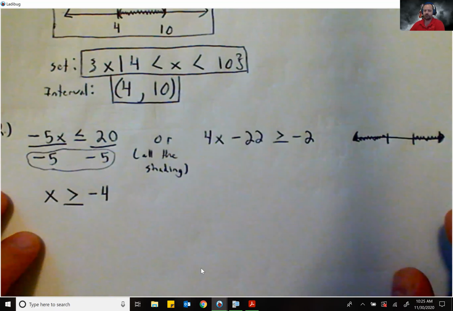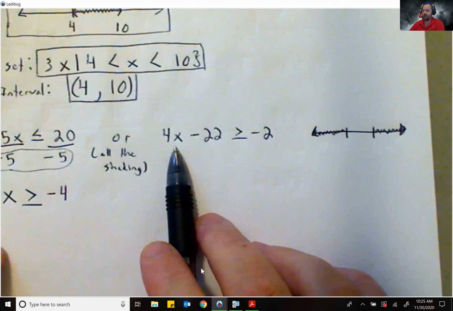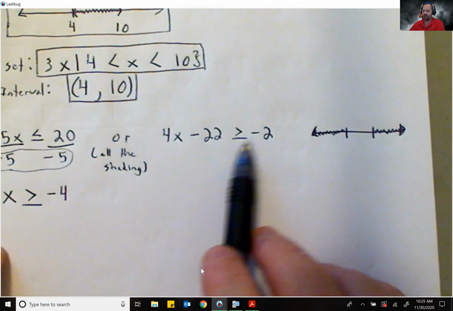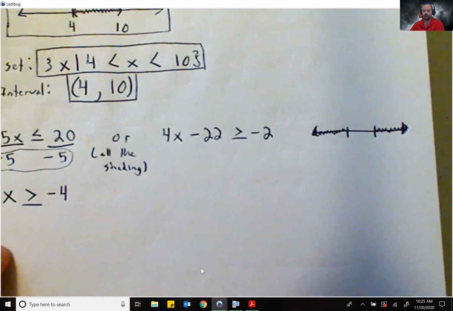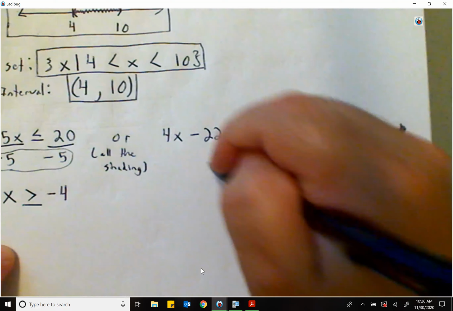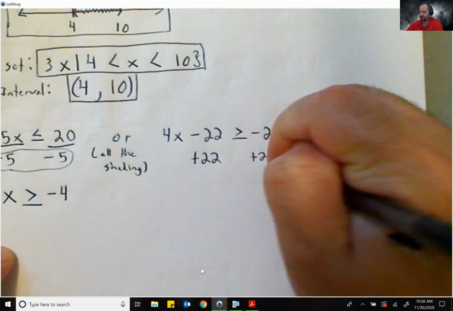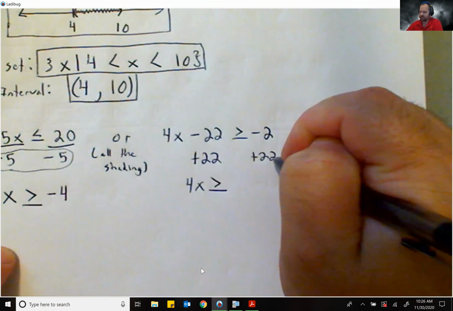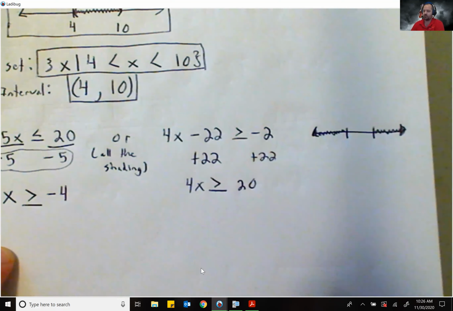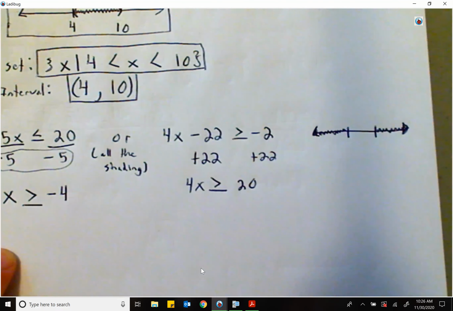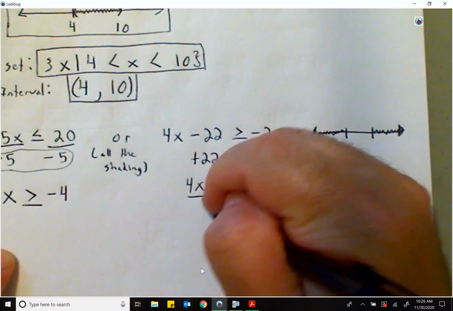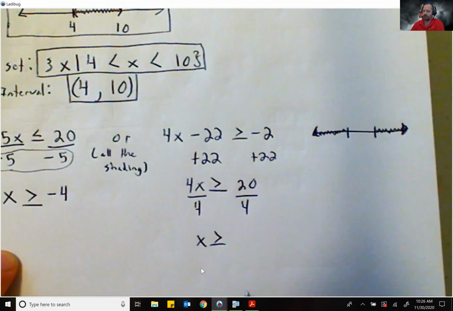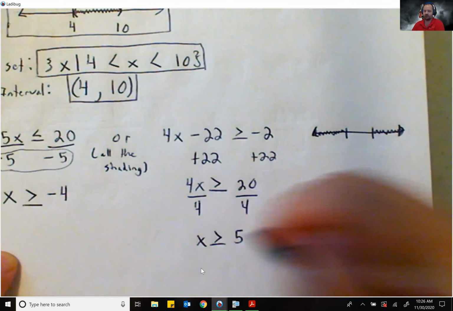All right, so let's solve this other one. 4x minus 22 greater than or equal to -2. How do I start to get this x by itself? What are we going to do? Plus 22 on both sides. Boom goes the dynamite. 4x greater than or equal to, this gives us a positive 20. And then what? Divide by 4. X is greater than or equal to 20 divided by 4, 5.